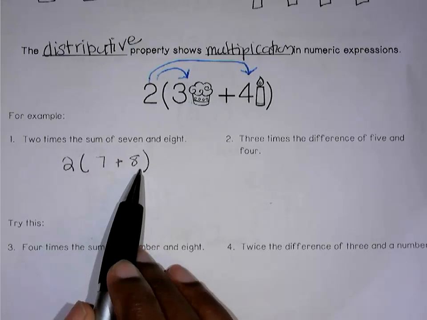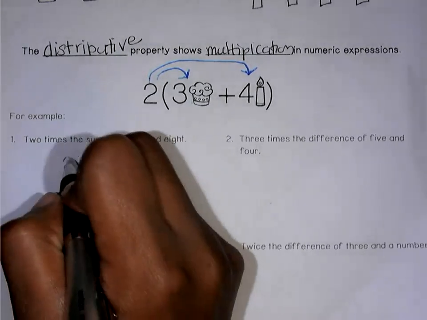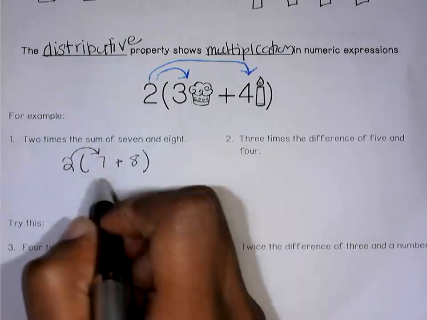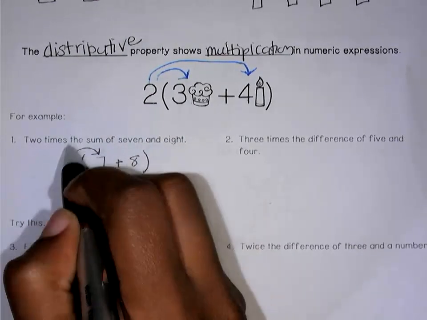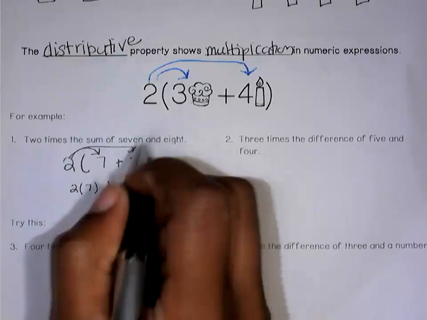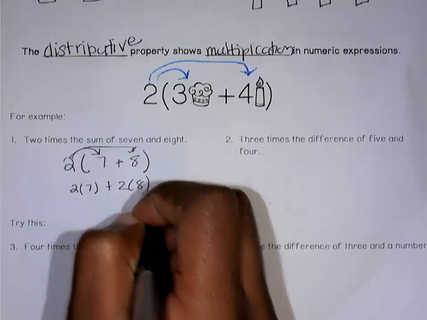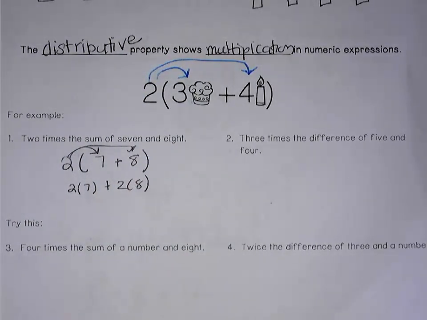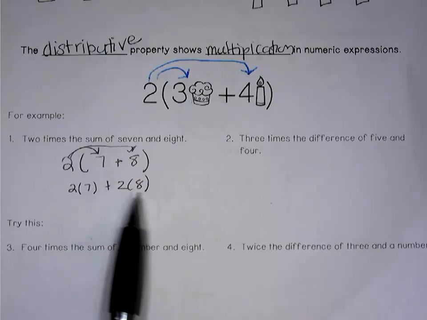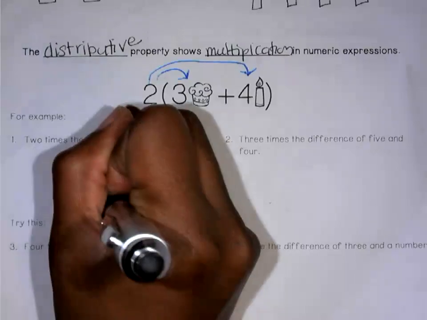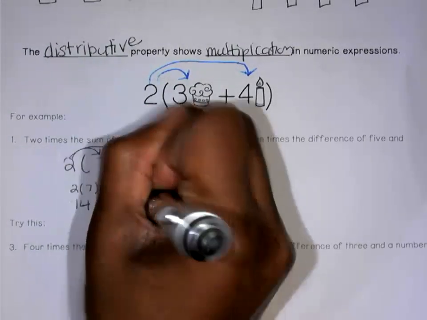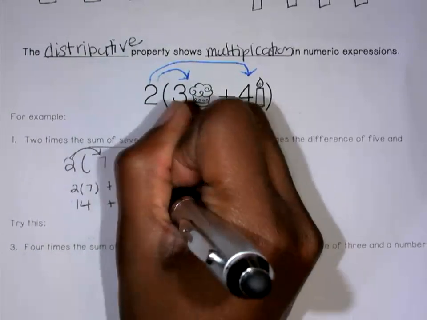All right, so this is how it will work. You would do 2 times 7 plus 2 times 8, right? Use the arrows if you need to. So now you have 2 times 7 plus 2 times 8, and 2 times 7 is 14, plus 2 times 8 is 16, and you get a total of 30.